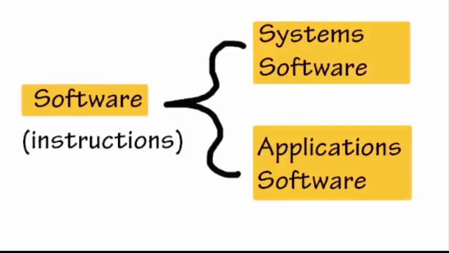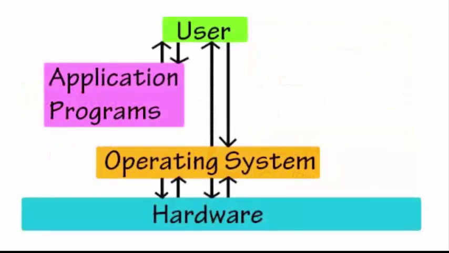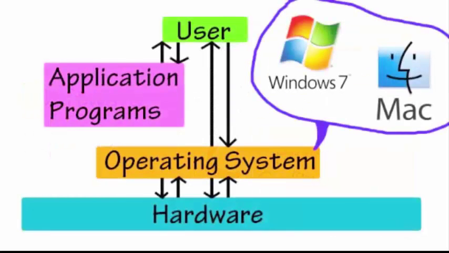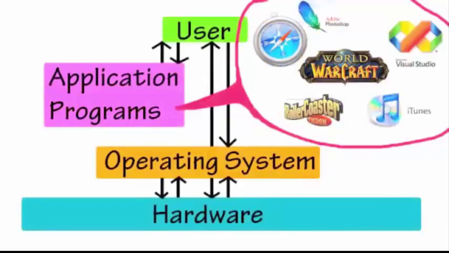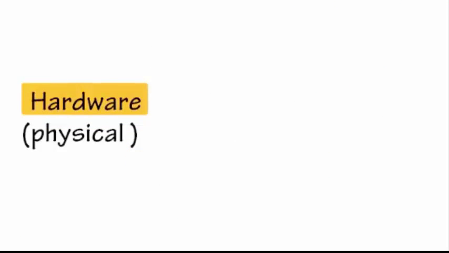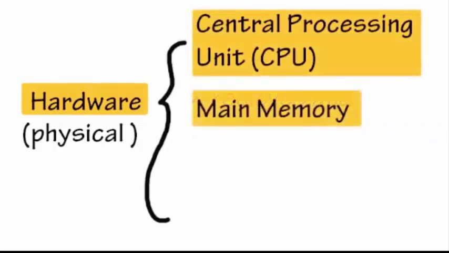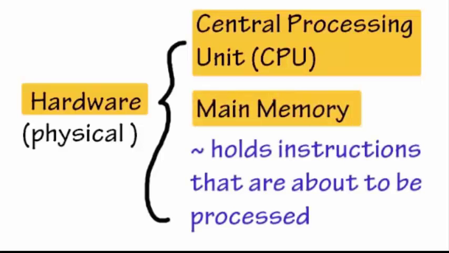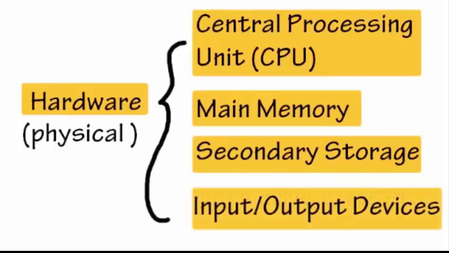Software includes all the programmed instructions in a computer. There is the main program, called the system software, also known as the operating system, which controls and interacts with the hardware and software components. Application software are programs like Photoshop, Internet Explorer, and World of Warcraft. The main hardware components include the CPU, or central processing unit, main memory, secondary storage devices, and the input and output devices.